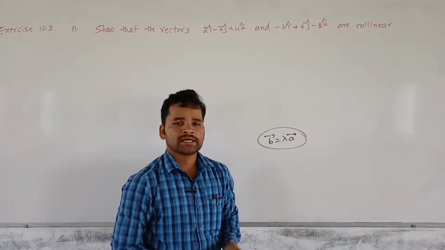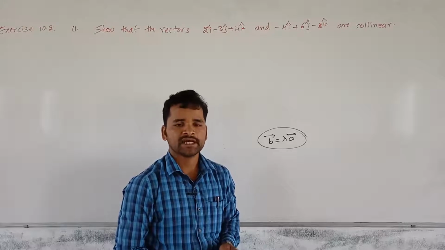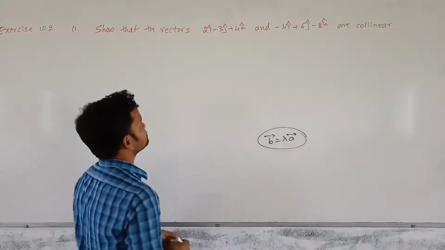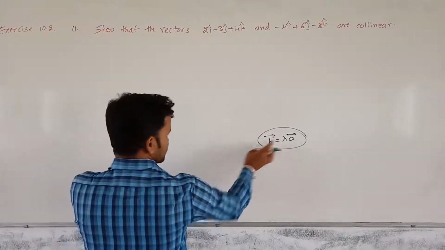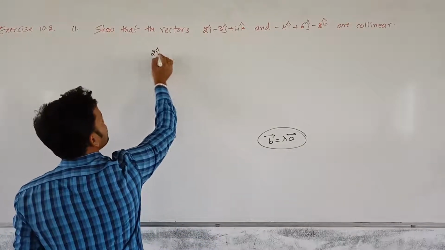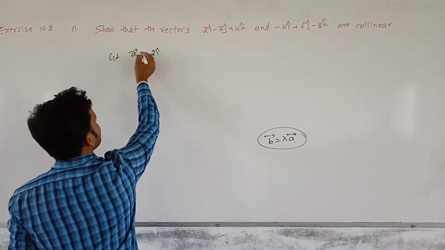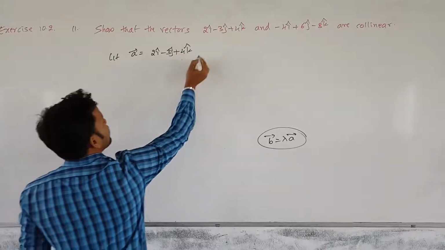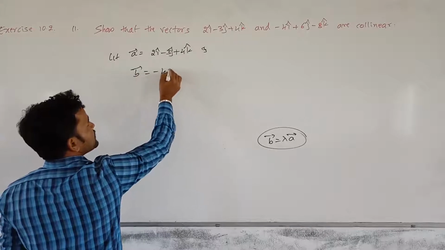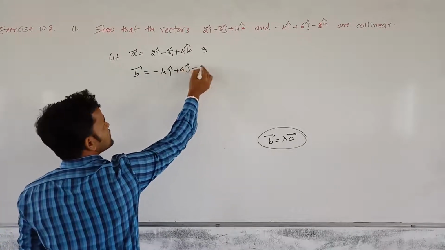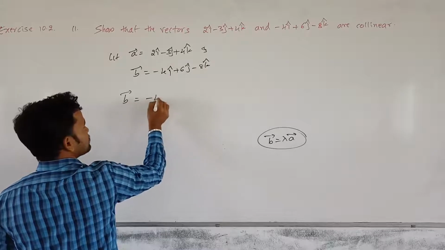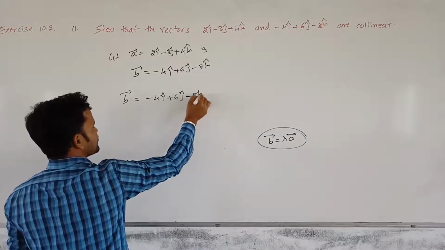That is one way. Suppose the vectors are there in the component form, then if the corresponding component ratios are proportional, then the given vectors are collinear. That's all it is. Simple one. Now let me go with this method only. Let A is equal to 2i minus 3j plus 4k, and vector B is equal to the other vector, minus 4i plus 6j minus 8k.